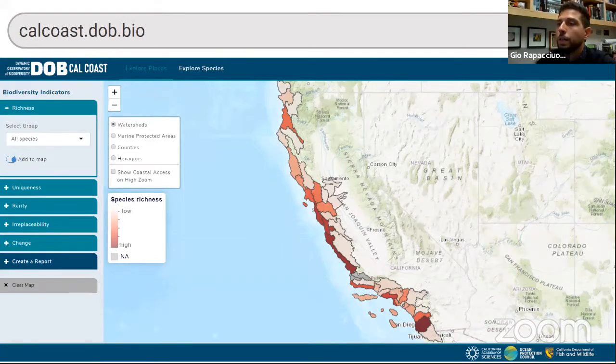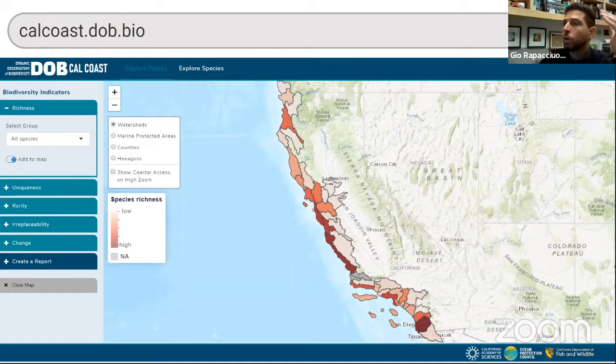But what we ended up doing is dividing this up in two different tools that allow you to explore the different types of indicators in different ways. The first one is an Explore Places tool, a sort of place-based map that allows you to look at different types of spatial boundaries and place-based biodiversity indicators.